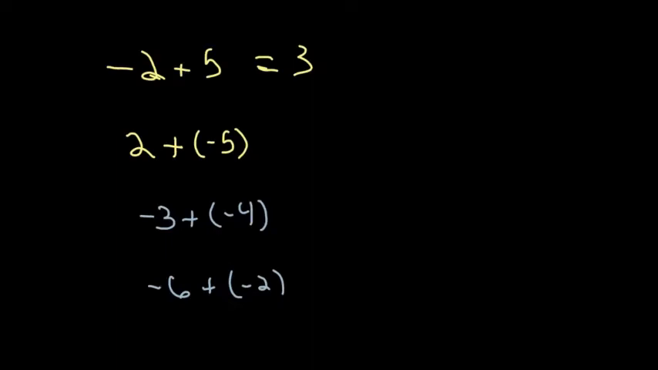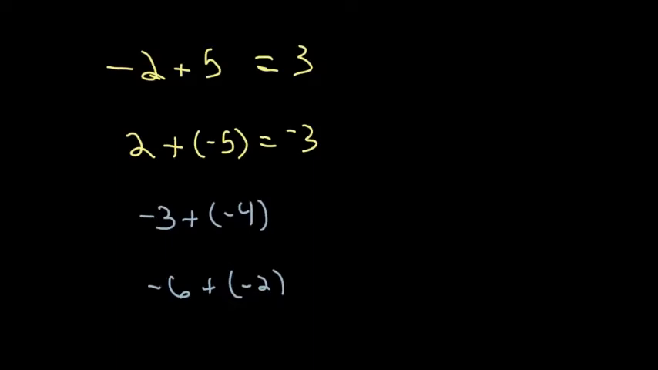So next I have 2 plus -5. That's like saying I have $2, but I owe somebody 5. So if I pay them the $2, I'm still going to owe them $3. So that would be a -3.